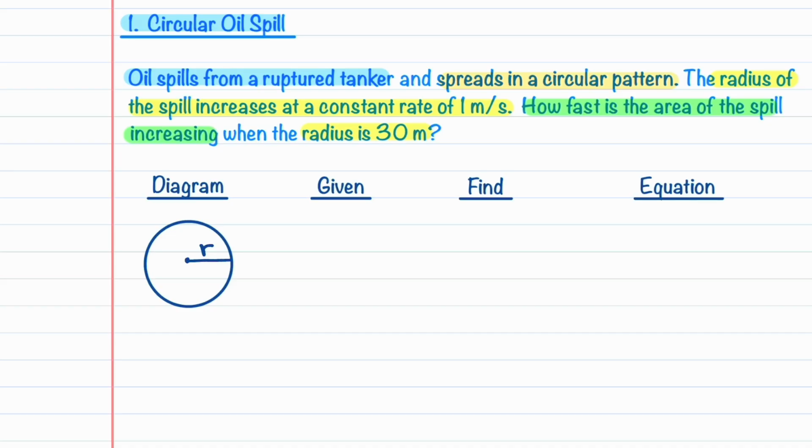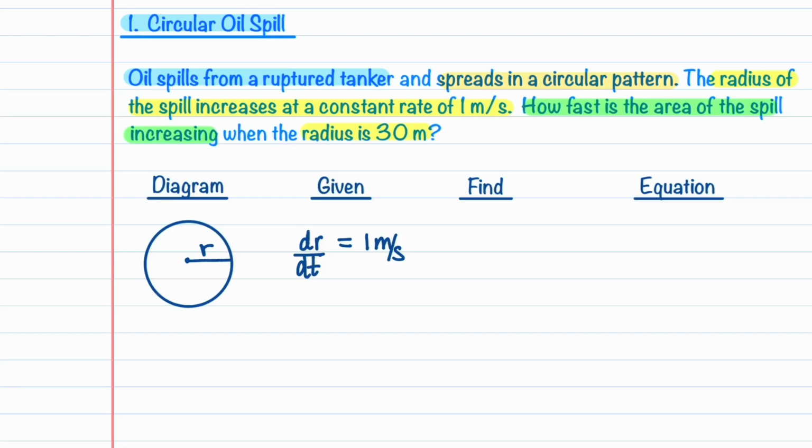Now let's look at what we're given. We are told that the radius of the spill increases, so that is dr/dt, at a constant rate of 1 meter per second. So we're going to set dr/dt equal to 1 meter per second. Make sure to include units when you're putting down this information.